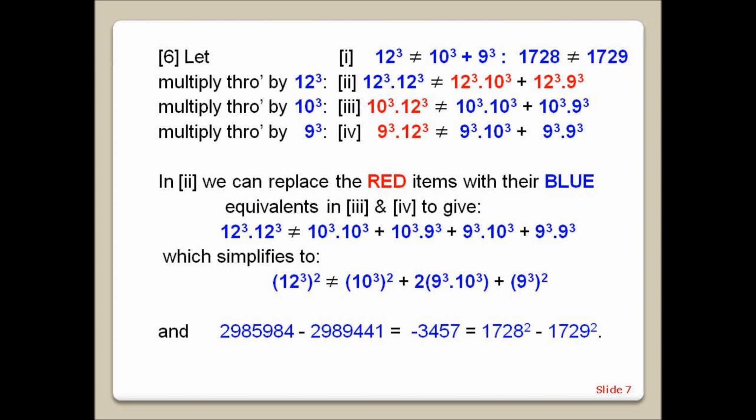In 6 we have repeated the exercise of 5 by omitting the 1 from the quadruple 12 cubed equals 10 cubed plus 9 cubed minus 1 cubed, and end up with the numerical inequality 1728 squared minus 1729 squared because of the omission.